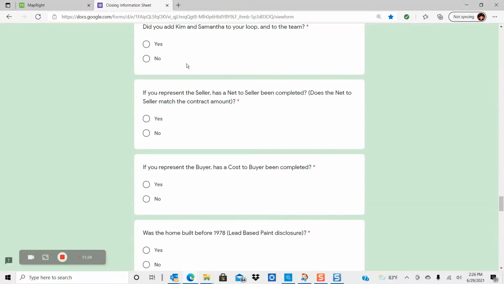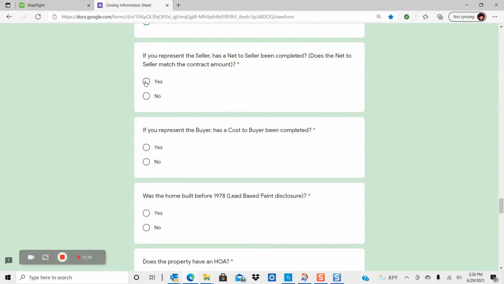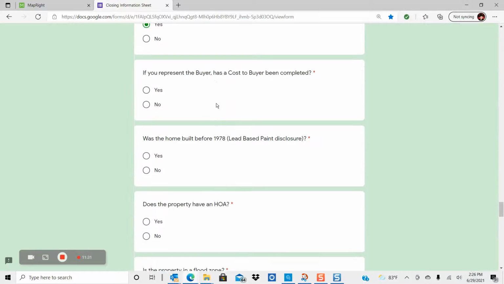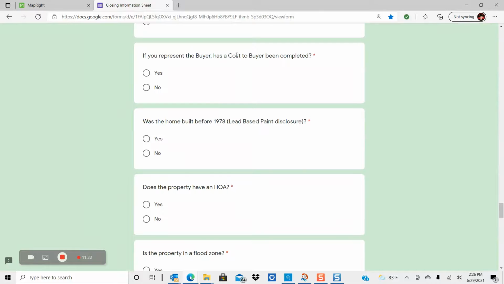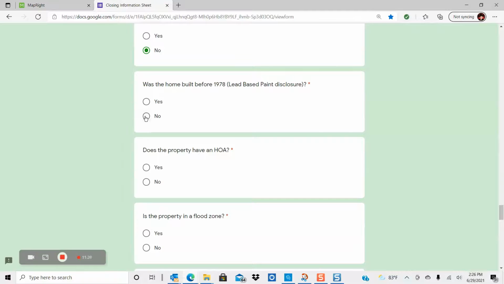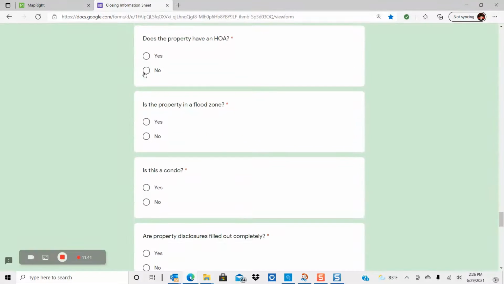Did you add Kim and Samantha to the loop? Yes or no. Has a net to seller been completed? Yes, it has. If you represent the buyer, has a cost to buyer been completed? In this case, we don't represent the buyer, so we're just going to say no. There's no house, so all of our information on these next couple of questions is going to be no.